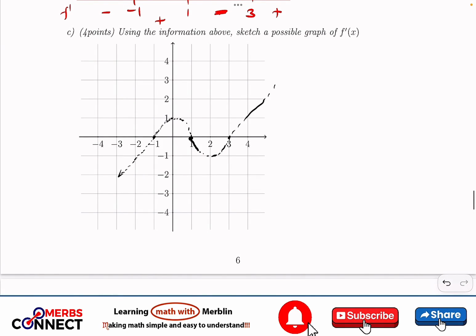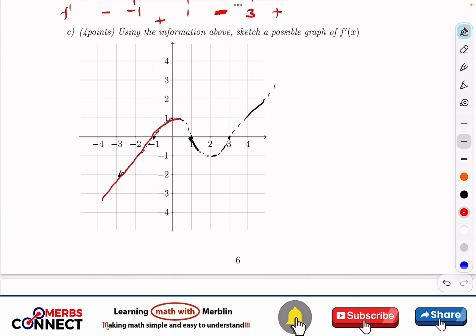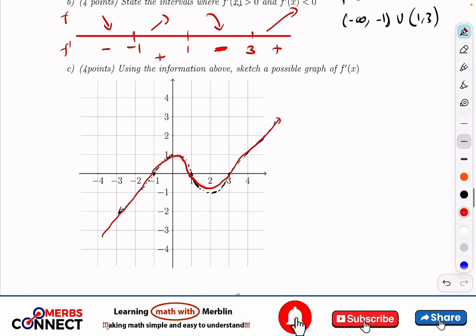So this is how the graph should be looking. We are going to have something like this, something like this, and then we just move like this. The number of turning points should be 2, because we are differentiating something that has 3 turning points. So when we differentiate it, we need to have 2 turning points. That is the idea with sketching the f prime graph, right?